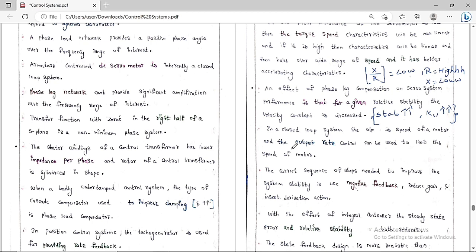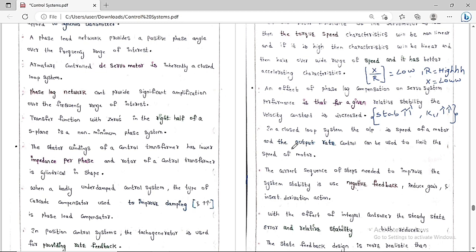Whenever you insert zeros, definitely the root locus is going to shift to the left half of the S plane. Therefore the system will become more stable. So in simple words, the correct sequence of steps needed to improve the system stability is to use negative feedback, reduce the gain, and insert the derivative action, and the derivative action is the PD controller, because the PD controller is going to insert the zeros.